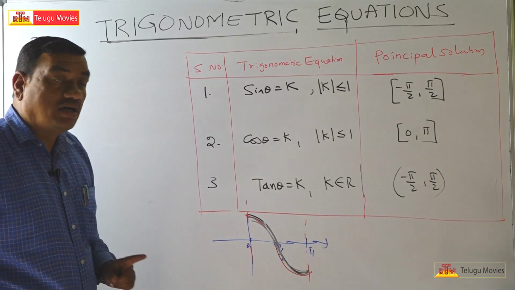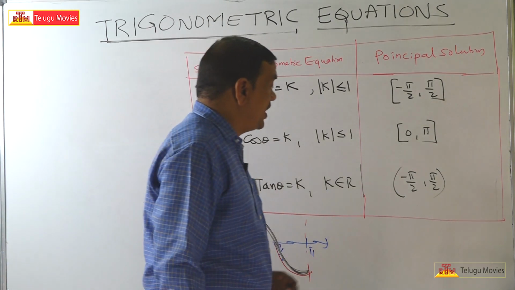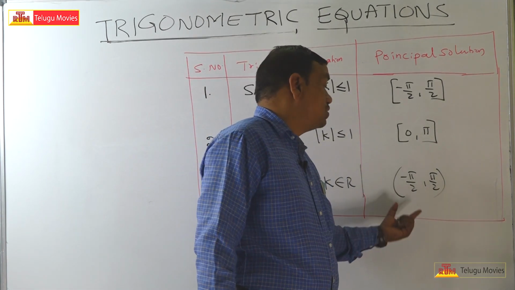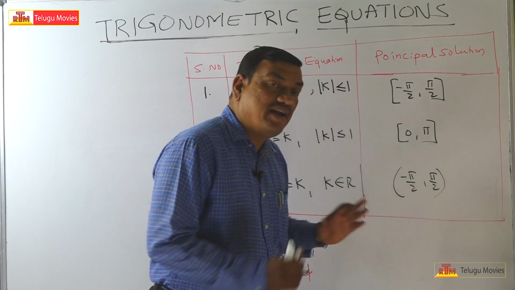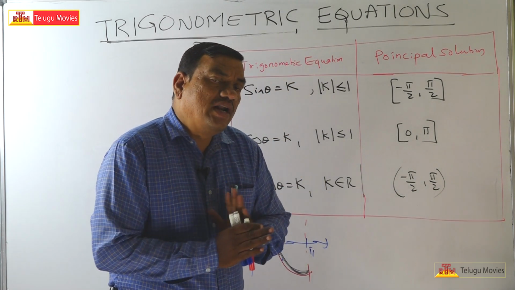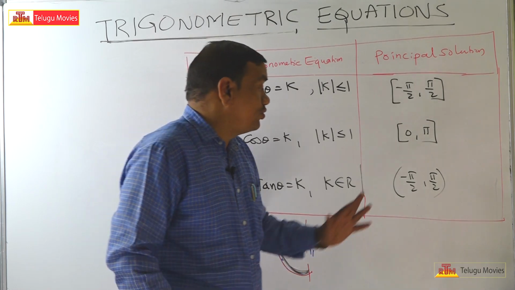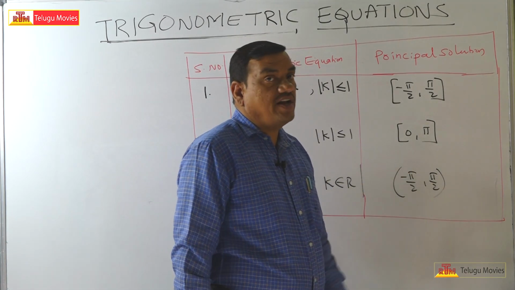Now, for tan theta is equal to k, the interval is the open bracket minus pi by 2 to plus pi by 2. That means between minus pi by 2 to pi by 2, you can take an infinite number of values, but you should not take pi by 2 or minus pi by 2. Why?